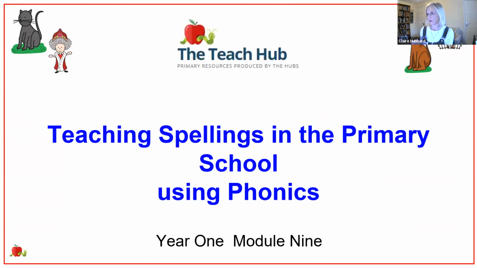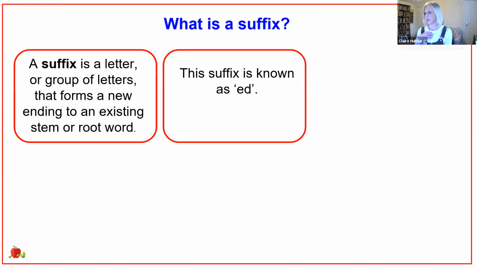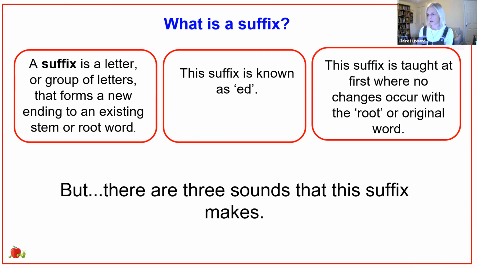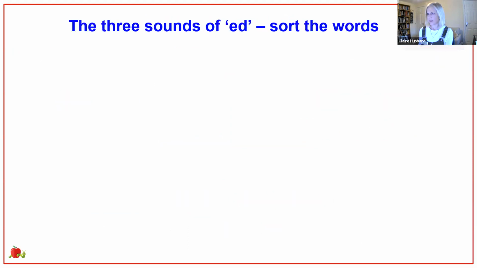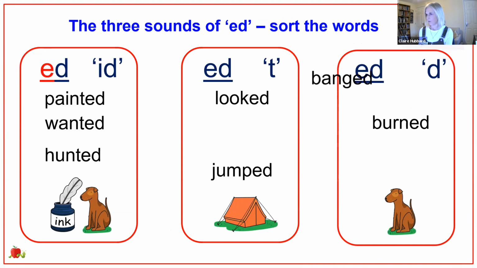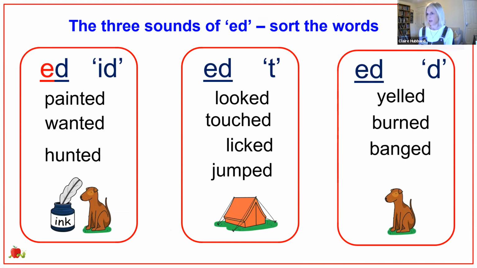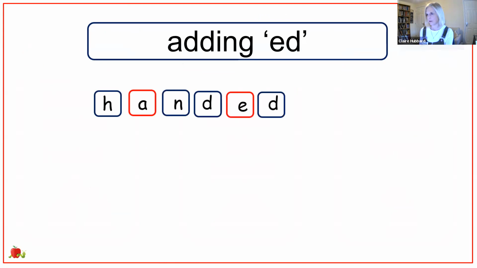Let me just go back and show you where they are. So it's called Teaching Spellings in the Primary School Using Phonics. There's 14 modules, I think, for year 1, and there's 20 for year 2. It goes through what a suffix is and the different sounds they make here. Got pictures, as you can see, and it shows you where the words would fit in, sorting them out. So you could teach whilst you're showing them this, because it's an editable PowerPoint. You can add things in or take them out.